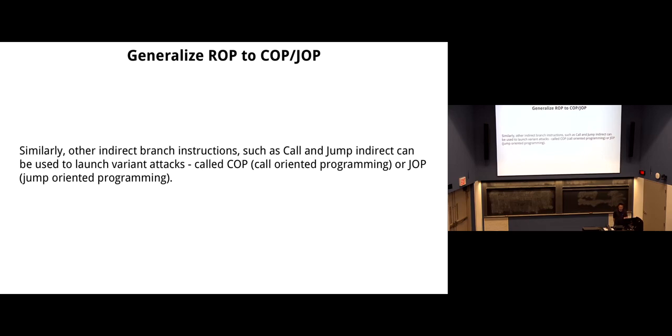So ROP is the first discovered. Then obviously people quickly realized that if we can do ROP, which exploits the return instruction, then I can also exploit the indirect jump instruction and also the indirect call instruction. That's why there have been papers to generalize ROP to COP, call-oriented programming, and also jump-oriented programming.